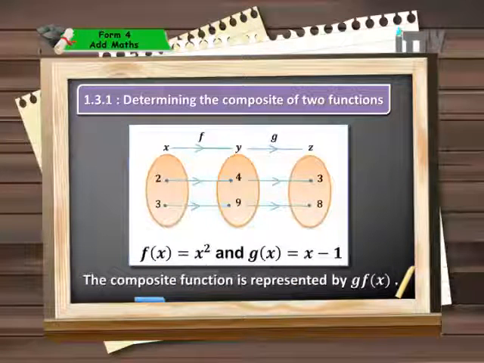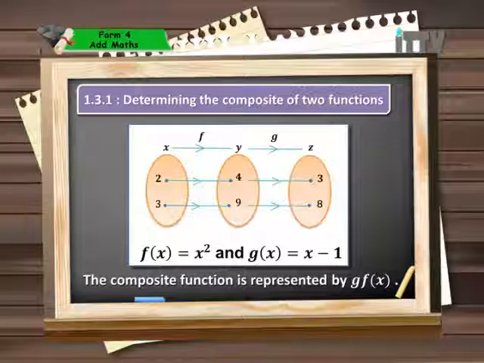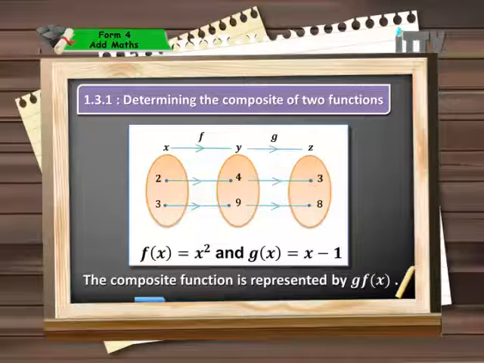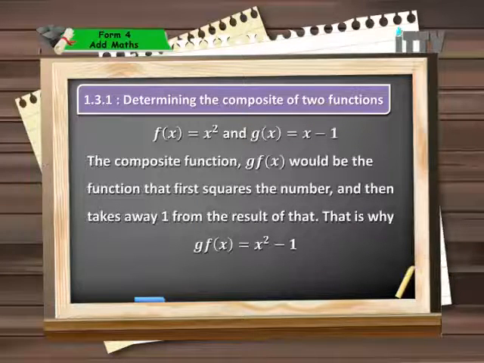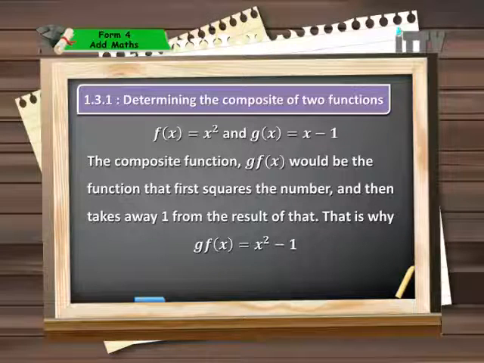Let us take a look now at how to express the composite function. If f(x) is equal to x squared and g(x) is equal to x minus 1, with the function f being applied first, the composite function is represented by the notation g(f(x)). The composite function g(f(x)) would be the function that first squares the number and then takes away 1 from the result of that. And that is why g(f(x)) is equal to x squared minus 1.